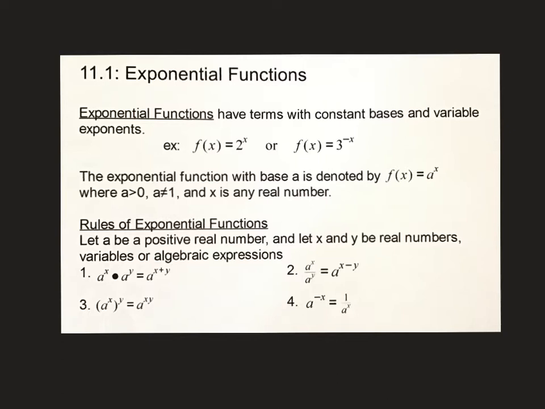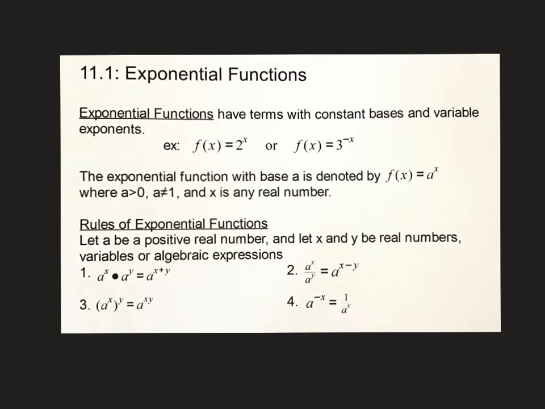So, for example, you have f of x equals 2 to the x power, or f of x equals 3 to the negative x power. The exponential function with a base a is denoted by f of x equals a to the x, where a is greater than 0 and not equal to 1, and x is any real number. So your a value can be a fraction, it can be a decimal, it can be a whole number. It just has to be a real number.